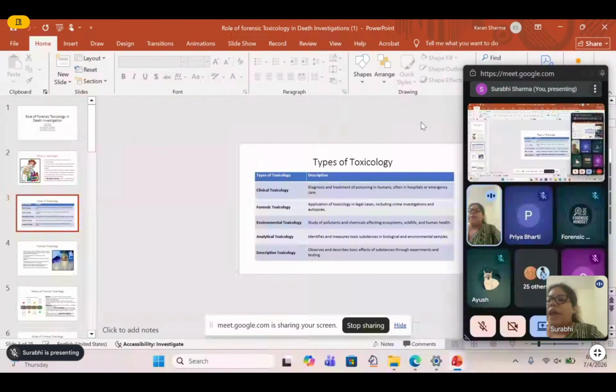Then we have descriptive toxicology, in which we describe toxic effects of substances through experiments and testing.